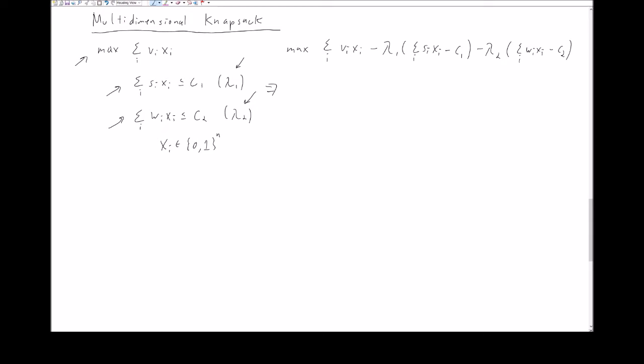Our feasible region now is really trivial. It just says that the xi's just have to be 0 and 1. Now typically after we write a Lagrangian relaxation like we just did, we can do a lot of simplifications. And that's what we're going to do here.